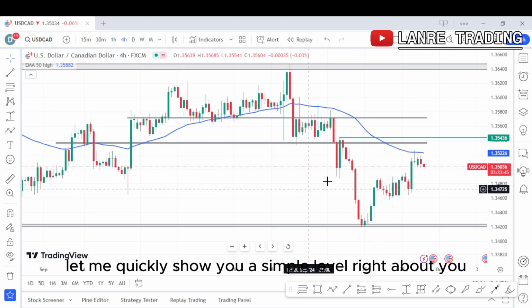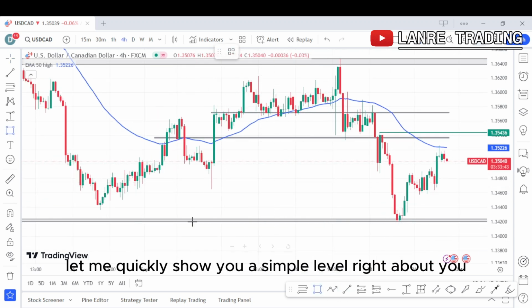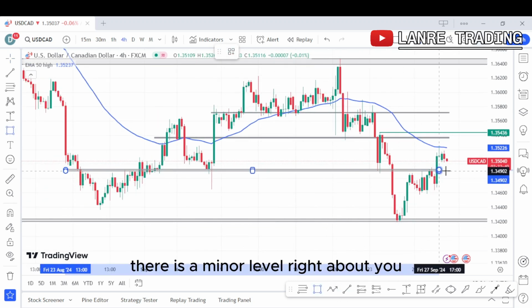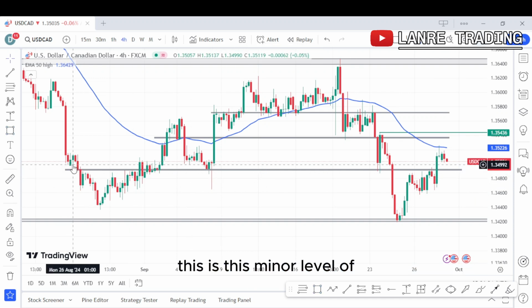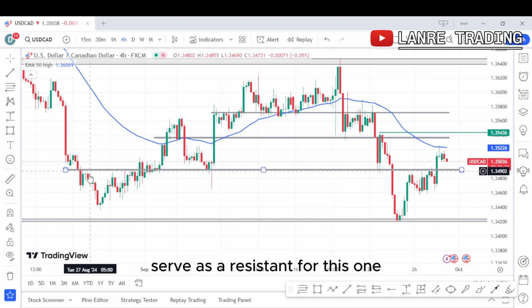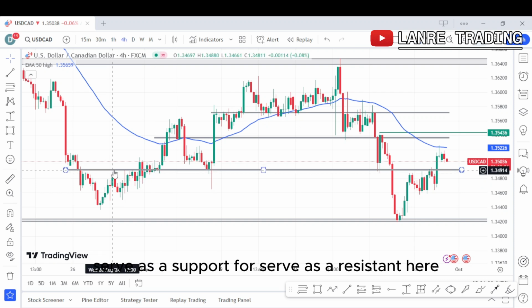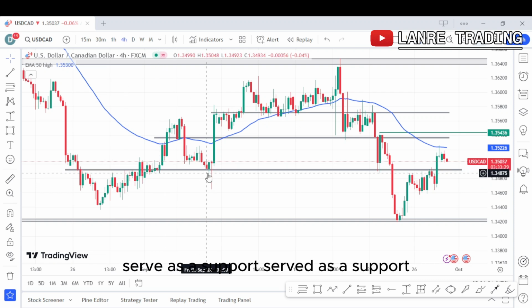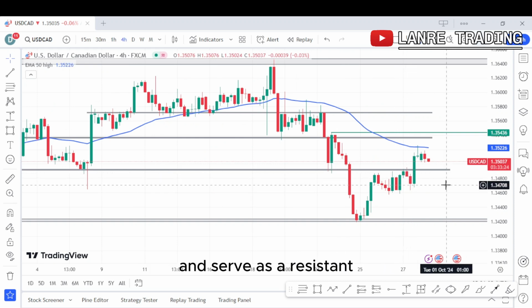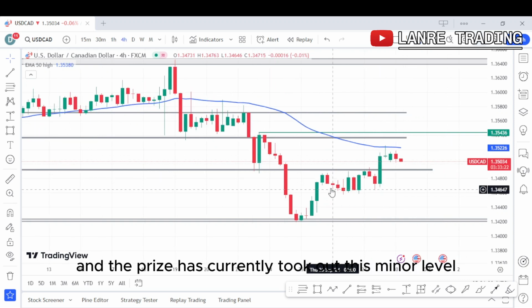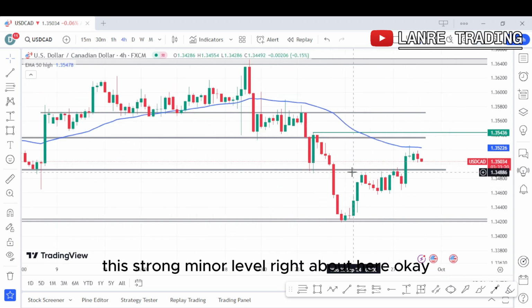But don't forget, let me quickly show you a simple level right about here. There is a minor level here that we need to take into consideration. This minor level has served as a support for this one, a resistance for this one, a support, a resistance here, and a support here as well. And price has currently taken out this strong minor level right about here.